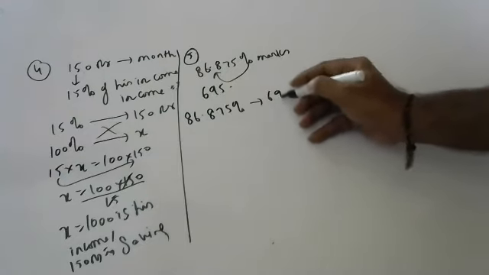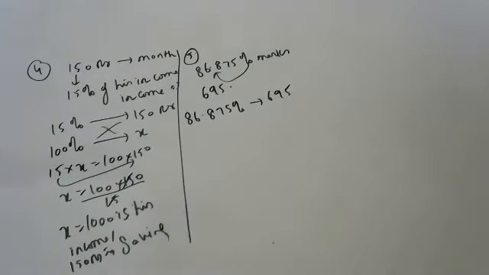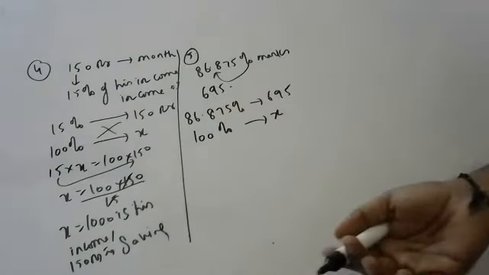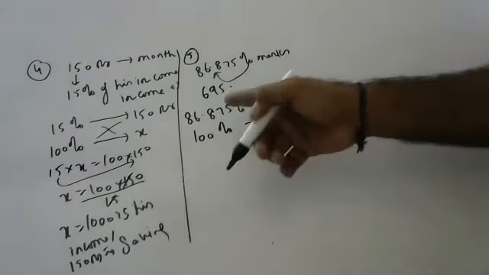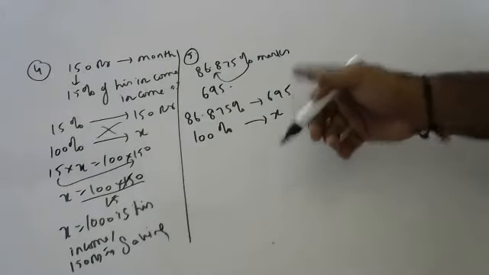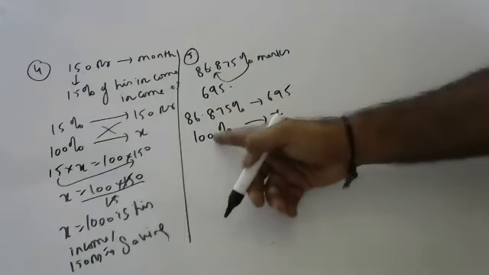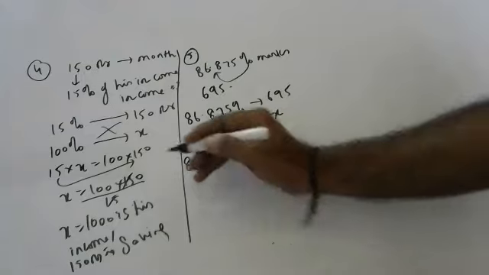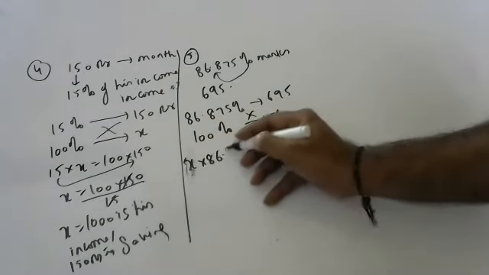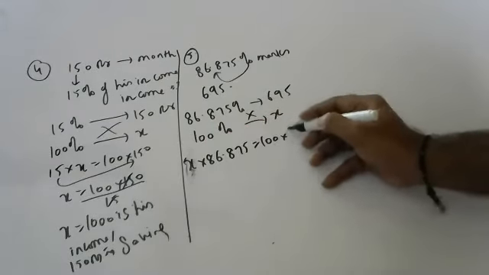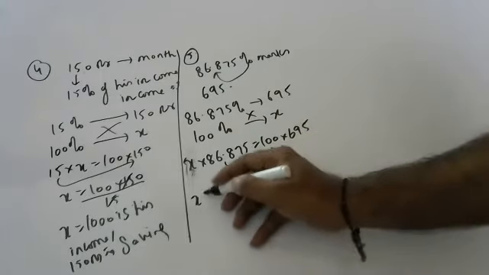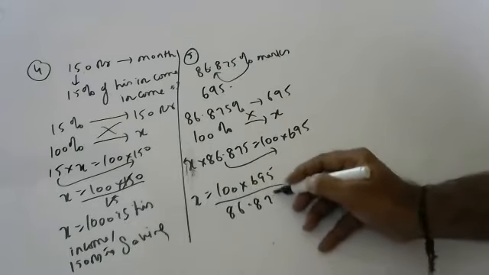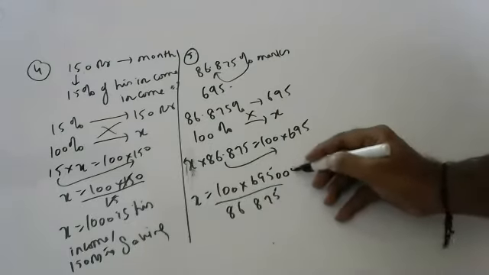86.875% is she got 695. If you want to find total marks, how will you find out? 100% of X. 100% is how much? If 86.875% is the 695 marks she got, then 100% total marks is how much? Cross multiplication: X into 86.875 equals 100 into 695. X equals 100 into 695 by 86.875. If I remove this point, up to 3 zeros I can keep.